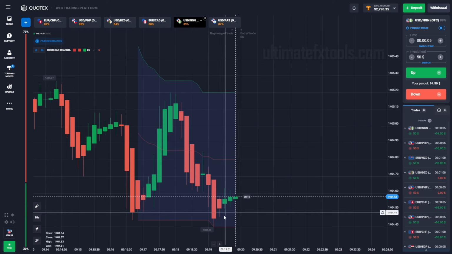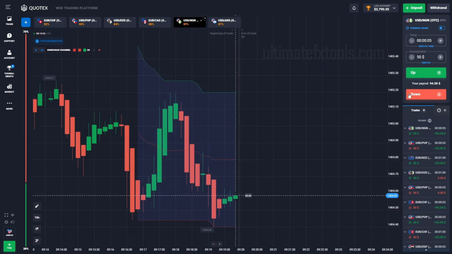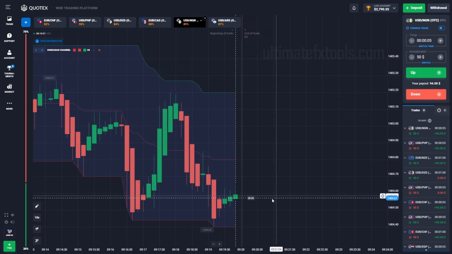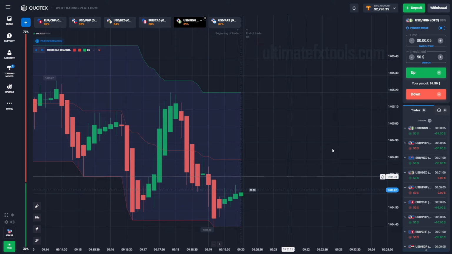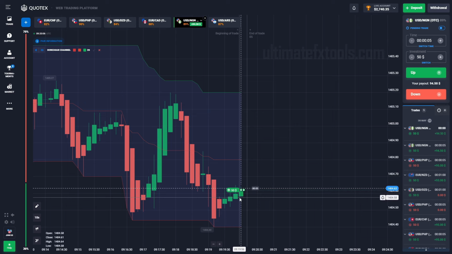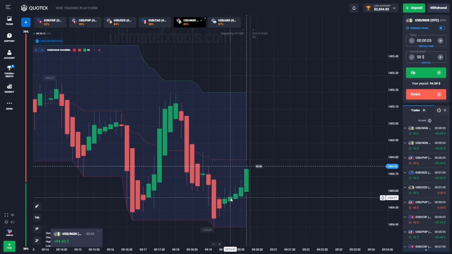Another instance here. As you can see, there are 3 consecutive small green bars, with a red candle before it. We can trade for 5 seconds of it after this candle bar here. Got our winning trade and it strikes up going uptrend.